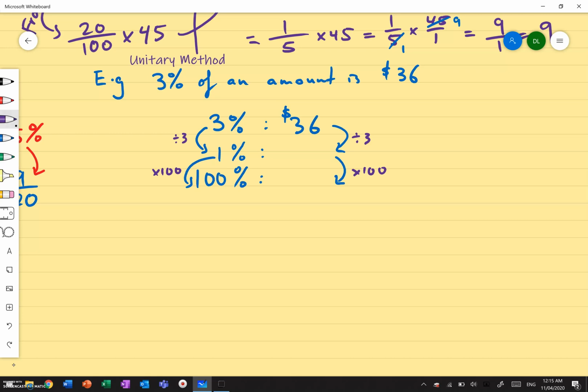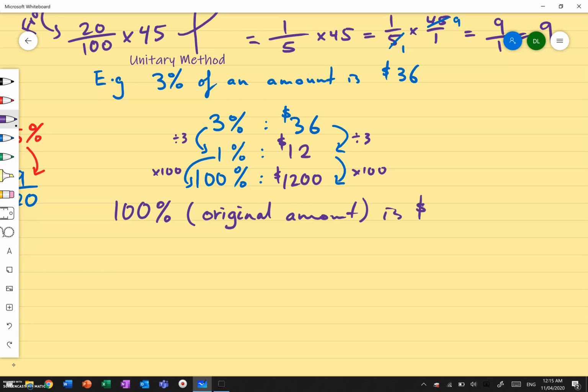36 divided by 3 gives me 12. So I write 12 there. Now I need to multiply by 100, which gives me 1,200. And that's it. My total amount, 100%, or original amount, is $1,200. That's how we use our unitary method to calculate it.